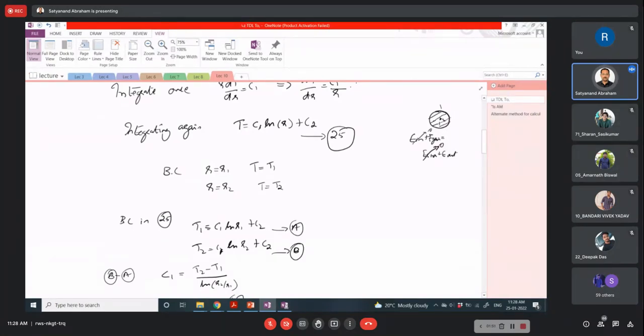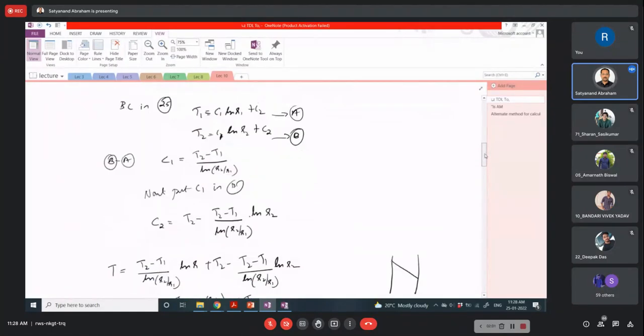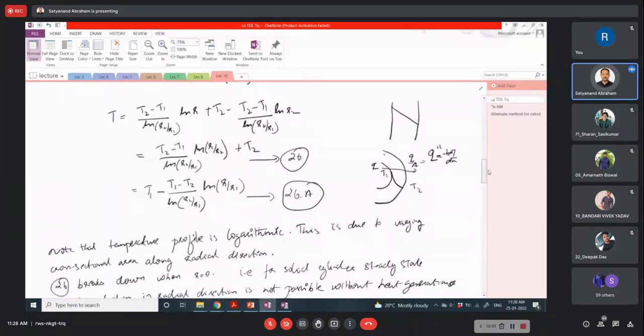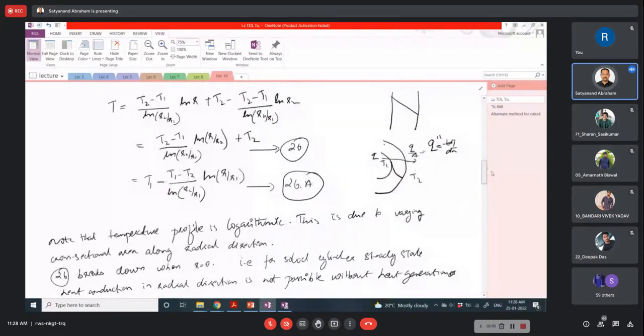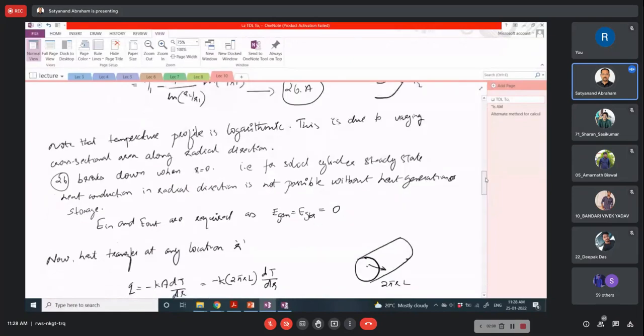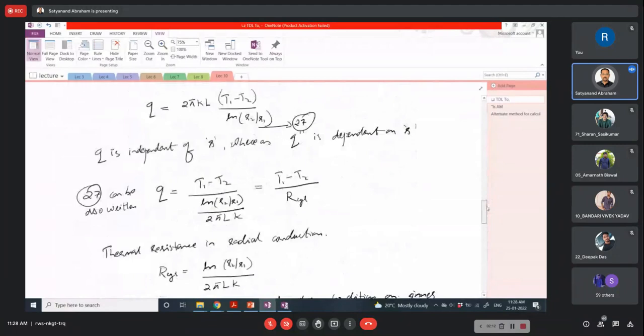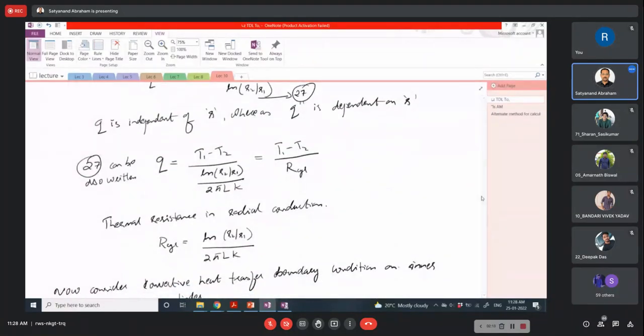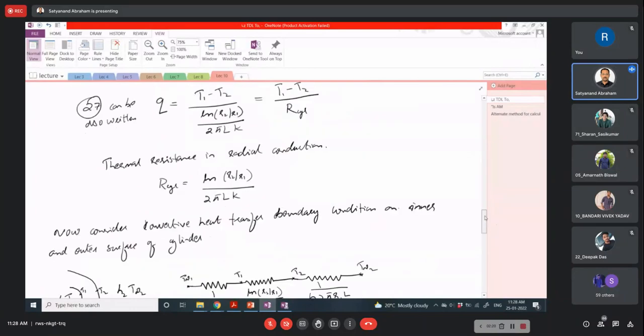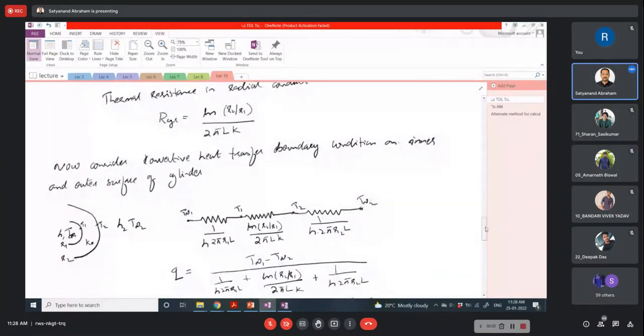In order to have a steady state heat flux, we need to have energy in and energy out. So for radial conduction, energy in and energy out, we get only for a hollow cylinder. So we got that temperature equation, and then we found the heat flux. We wrote the heat flux in terms of thermal resistance, which is ln(R2/R1) divided by 2 pi L k. That is the conduction resistance in the cylindrical system for radial heat conduction.